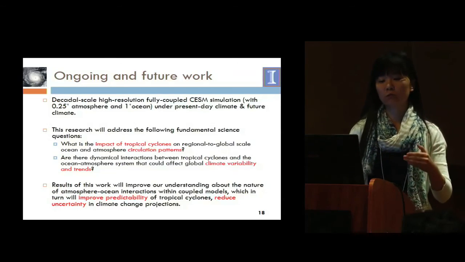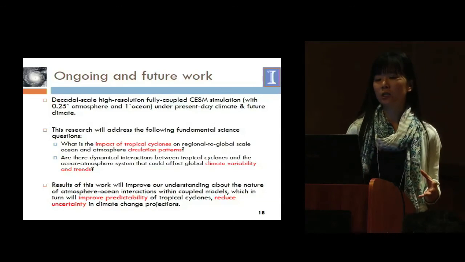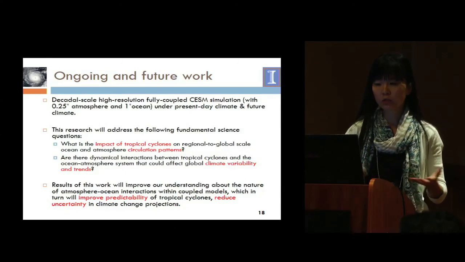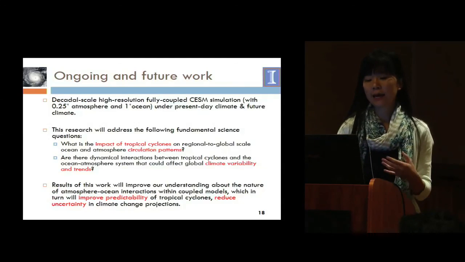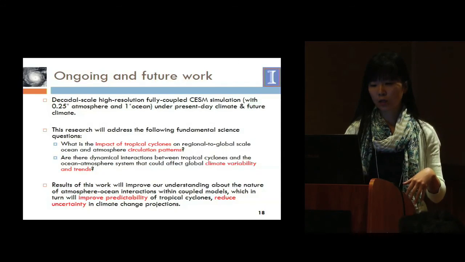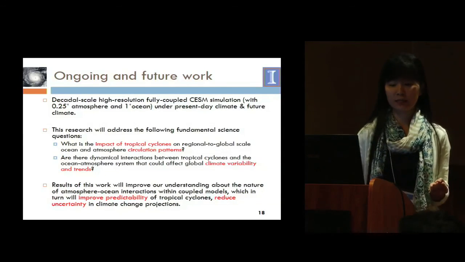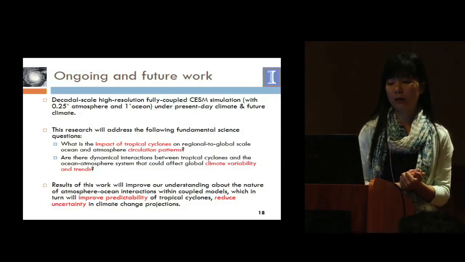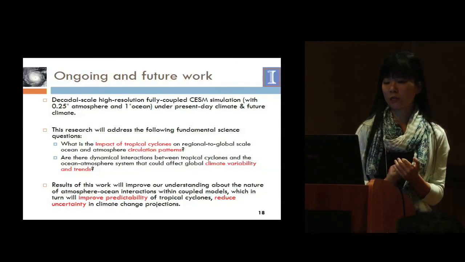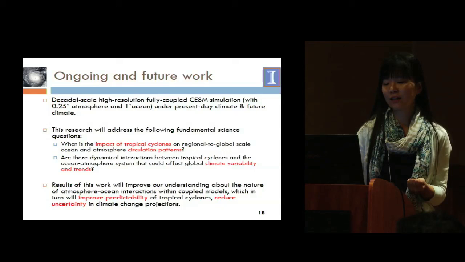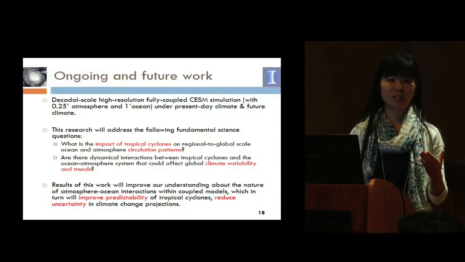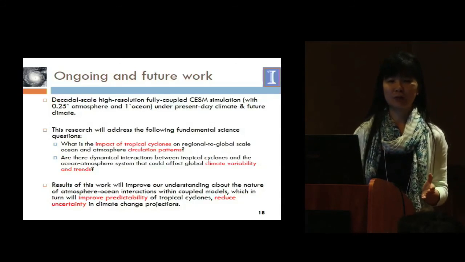And also, the results from our current allocation would help us to answer some fundamental science questions, like what is the impact of tropical cyclones on the regional to global scale ocean atmosphere circulations, and are there dynamic interactions between tropical cyclones and the ocean atmosphere system that could affect global climate variability and trends. And the results of this work will improve our understanding of atmosphere-ocean interaction within the coupled models, which in turn will improve predictability of tropical cyclones and reduce uncertainty in climate change projections, especially at the time when we are pushing towards very high resolution atmosphere models.